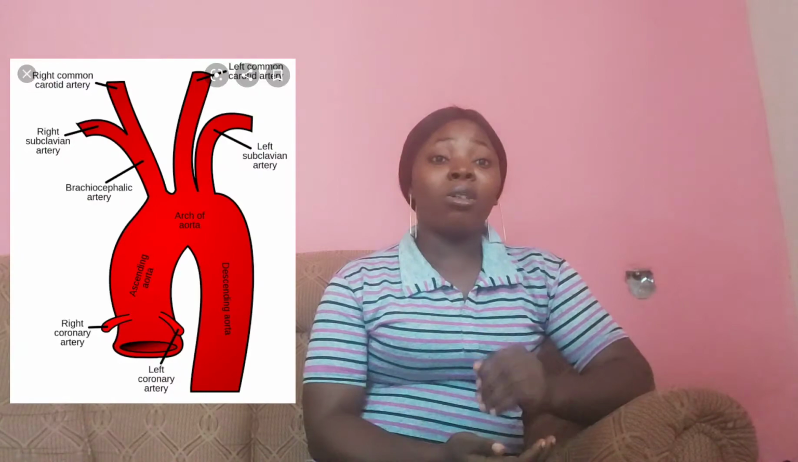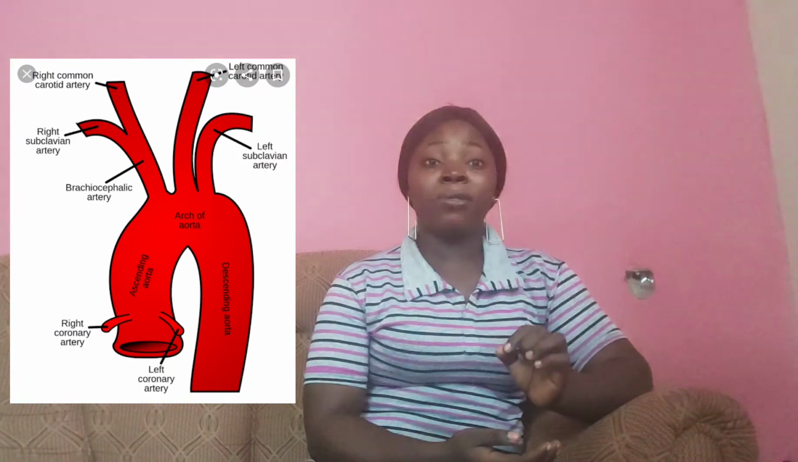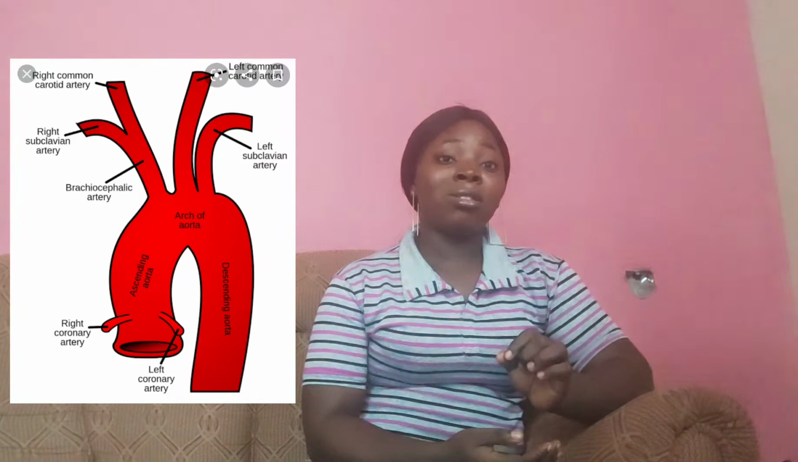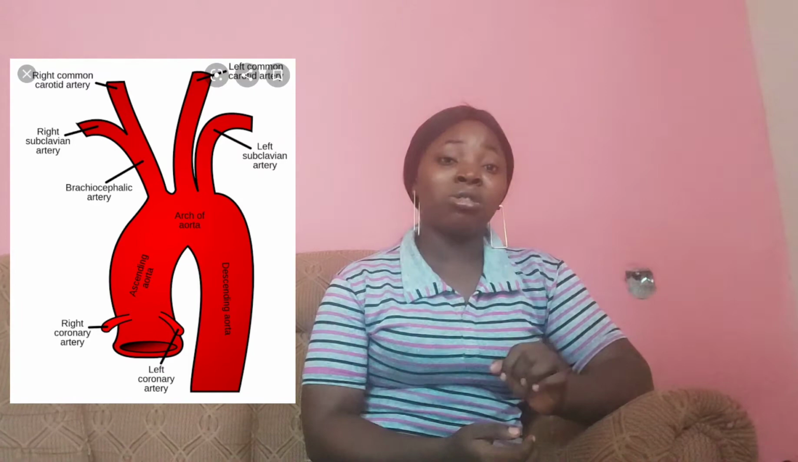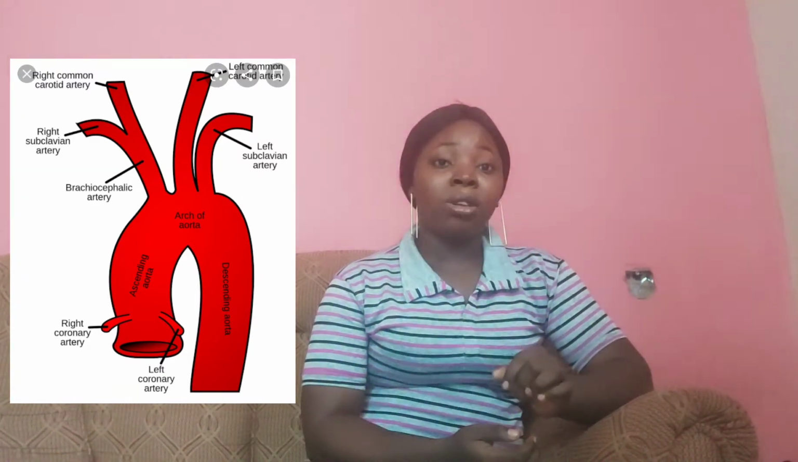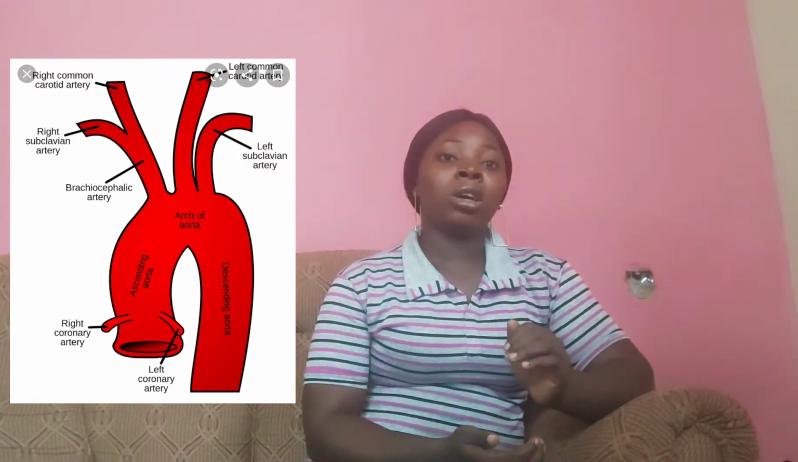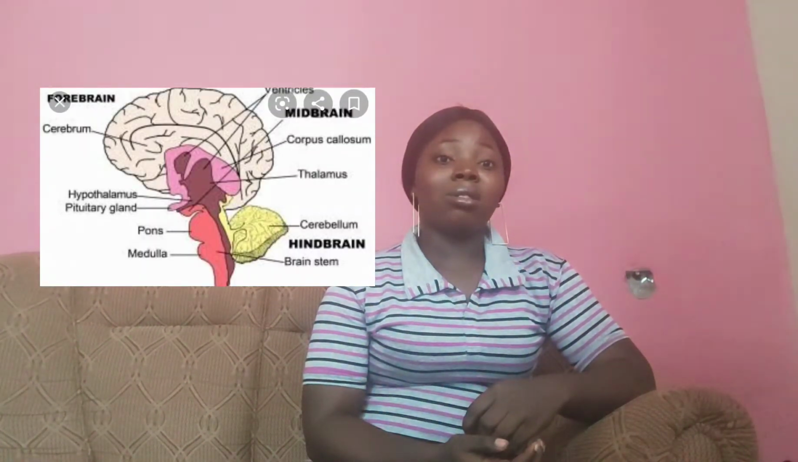Number one is the arch of aorta, because of the 3 great arteries that emanate from this arch, which are the brachiocephalic artery, which is subdivided into the right subclavian artery and right common carotid artery, and we have the left common carotid artery and left subclavian artery. We also make use of the vertebrae, that is the cervical vertebrae, and we'll be needing the brain stem.